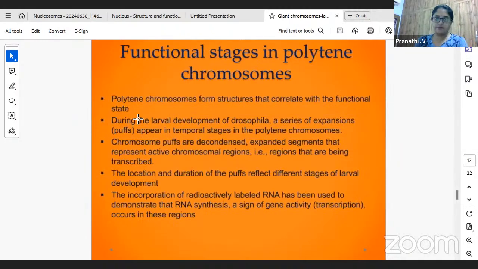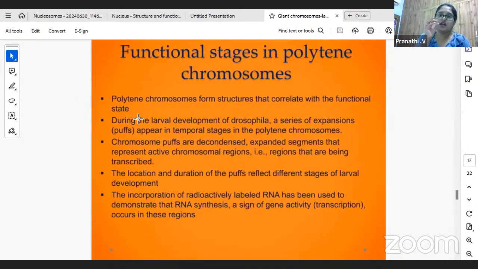During the larval development of Drosophila, a lot of it is going to be in a temporary phase in the polytene chromosomes. You can see them as puffs. These are again decondensed, expanded, and form the active chromosomal regions. And these will get into transcription and so on.